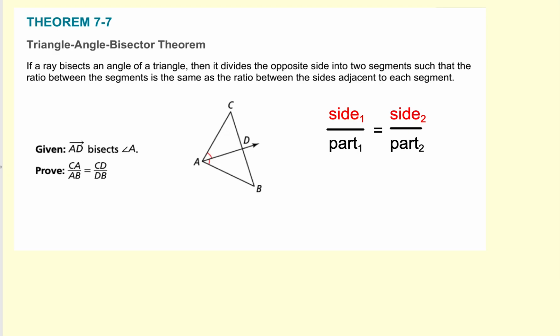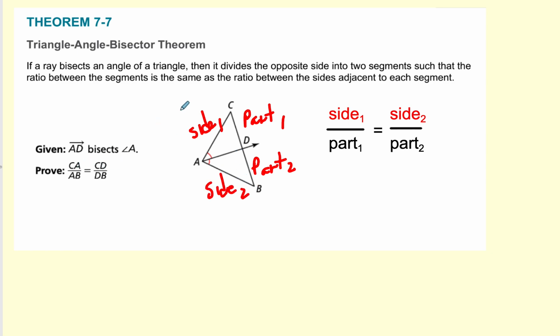Let's take a look at one other theorem that has to do with proportions, and that's called the triangle bisector theorem. And the triangle bisector theorem goes like this. If you have an angle bisector, the angle bisector is going to cut the side into two parts. We'll call this part 1, and we'll call this part 2. And the two parts will be cut in such a way that it'll be the same ratio as the ratio of the sides. This will be side 1 and side 2.